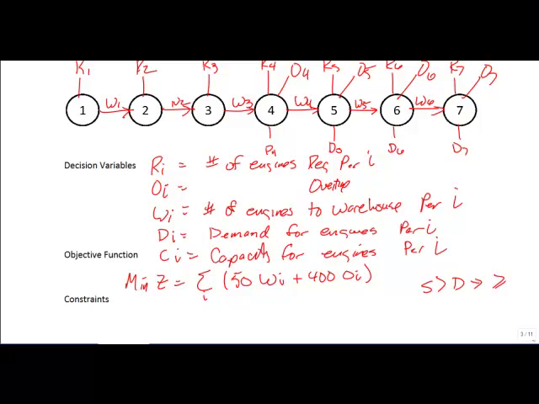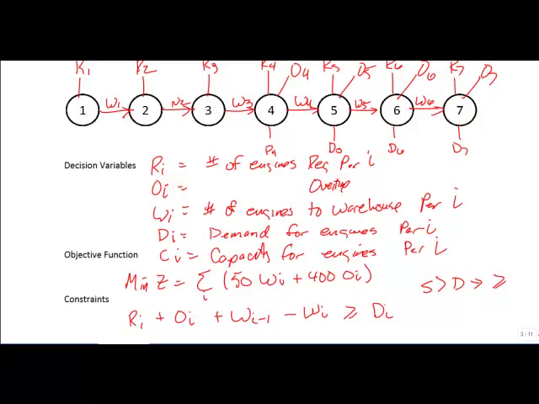For any given month, our balance of flow constraint will be regular production plus overtime production plus warehouse from the previous period. Outflows will be warehouse for the current period. Relationship greater than or equal to D sub I, the production goal or the demand for that period.